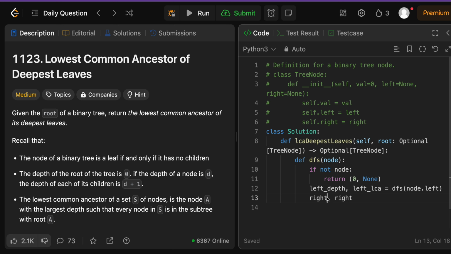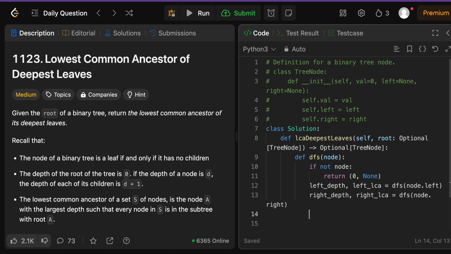Sorry, I forgot my depth. And you guessed it, it is going to be the recursive DFS call on the right subtree of our current node. Right here, very straightforwardly, we're recursively calling this DFS method on the left and right children of our current node, where we're basically computing the depth of both of those subtrees and returning their LCAs if we find them, if they're actually valid nodes in the binary tree.